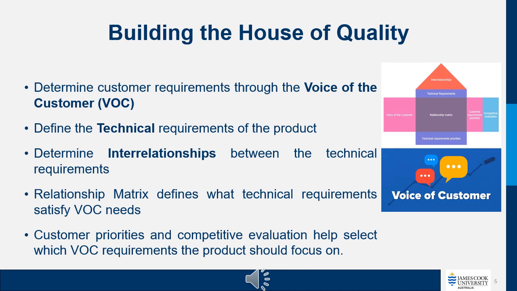Building the house of quality is a key component of quality function deployment methodology, which is used to translate customer requirements into specific design characteristics for a product or service. The house of quality is a visual tool that helps capture and prioritize customer requirements and align them with technical specifications. Let's go through the steps that are involved.